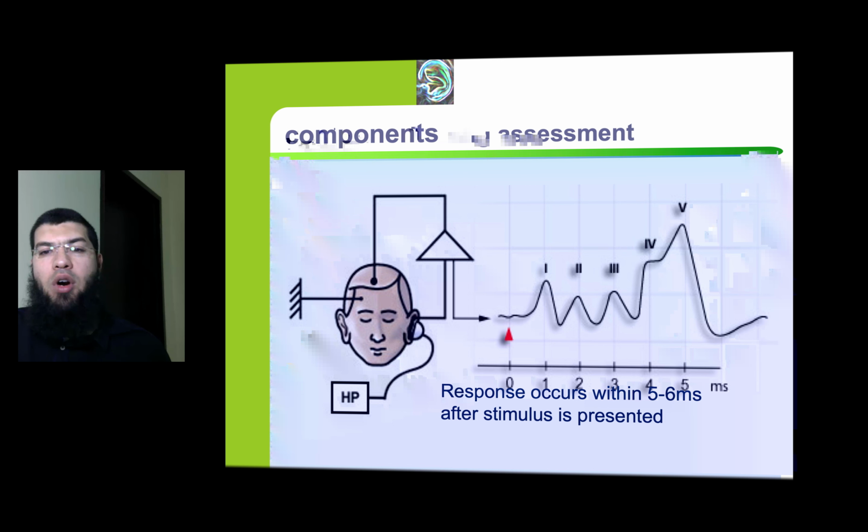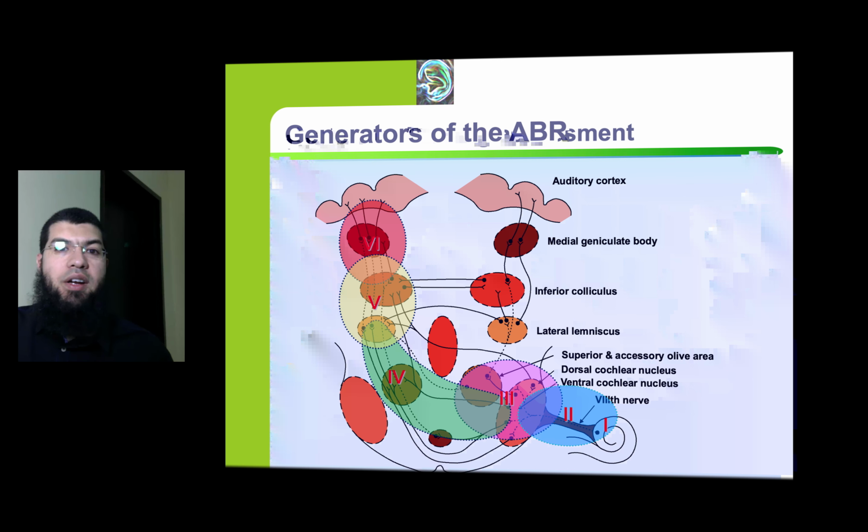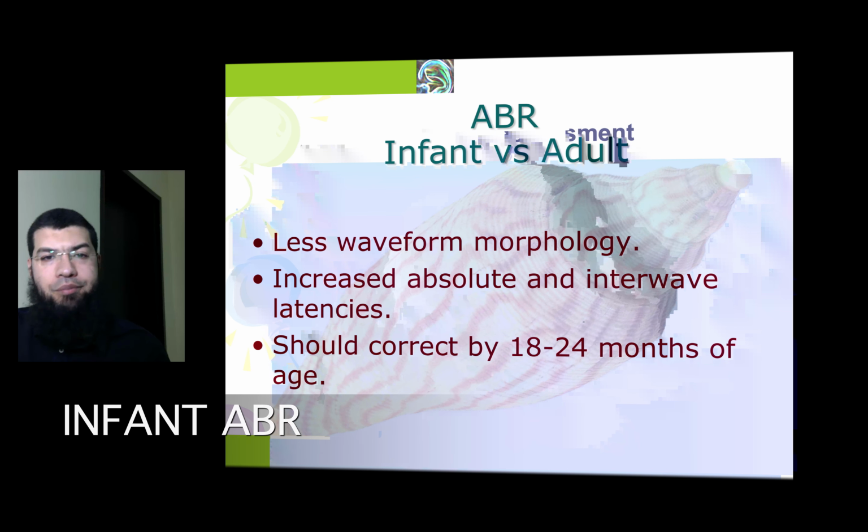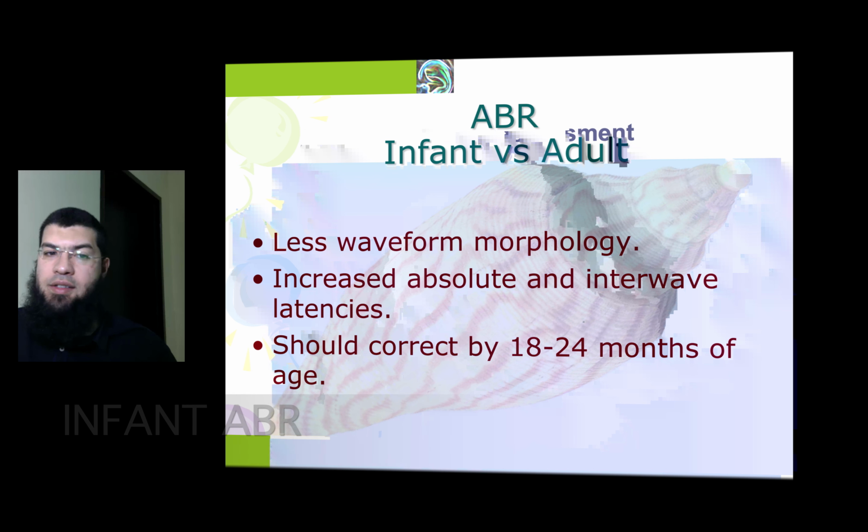These are the ABR waves. The 5 waves occur within 5 to 6 milliseconds after the onset of the stimulus. These are the generators of ABR. The adult form of ABR is reached within 24 months of age. The infant ABR has less waveform morphology and increased absolute and interwave latencies.